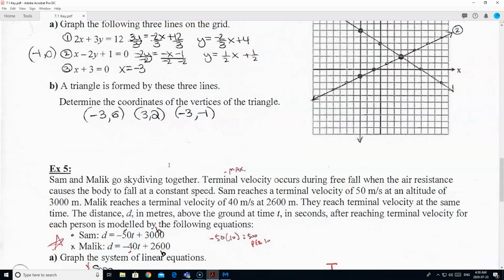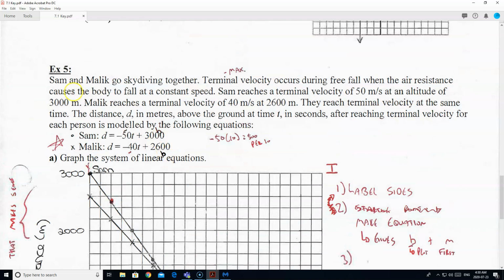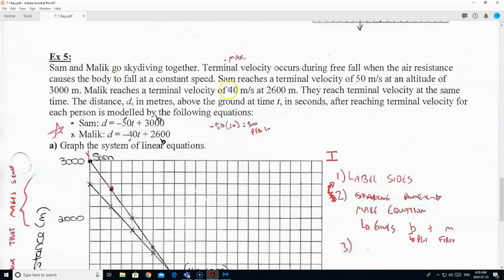Example 5, I think this is the last question, so there's a word problem here. Let's read this and we'll go over what this paragraph means and we'll see what they did on the graph here. So Sam and Malik go skydiving together. Terminal velocity, it says max. So terminal velocity is basically, say you're free falling. In this case, they're going to be free falling from the sky.